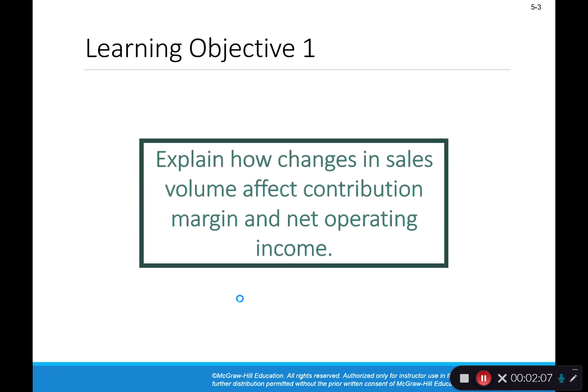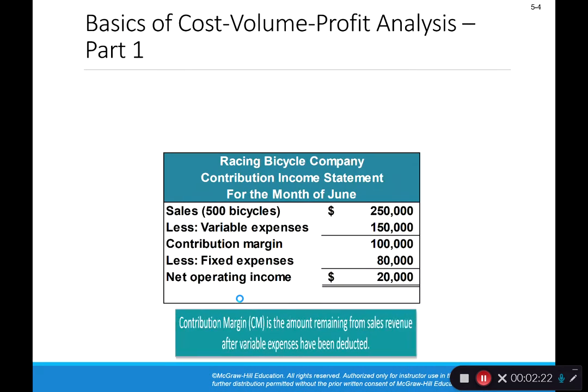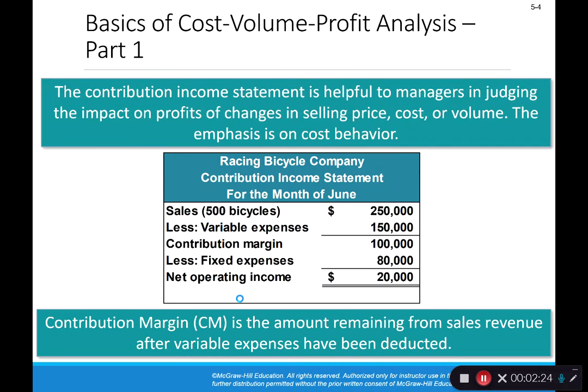The first thing we're going to do is talk about how changes in sales volume affect contribution margin and net operating income. This brings us all the way back to Chapter 1, where we learned about the CVP, or contribution margin income statement. We're going to be going through an example for a racing bicycle company in this entire chapter, and we're going to use the contribution margin income statement we learned from Chapter 1 in order to apply CVP analysis.